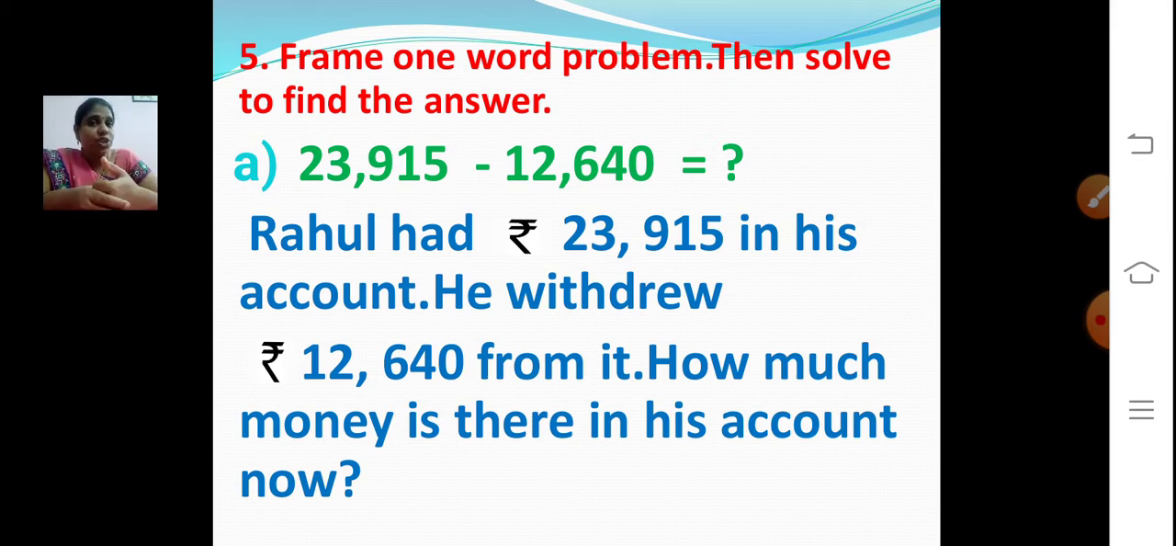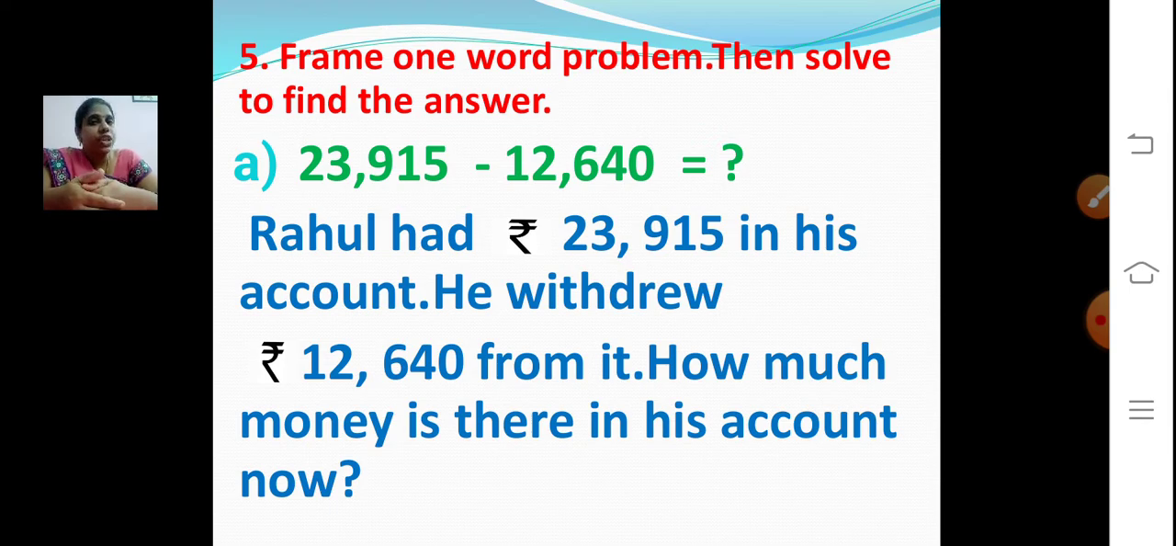Whether it is addition or subtraction? Subtraction, right? You have some money and you are taking something from that, so your money will be subtracted. So that is the case. Frame this word problem. Rahul had 23,915 in his account. How much money does he have in his account now?